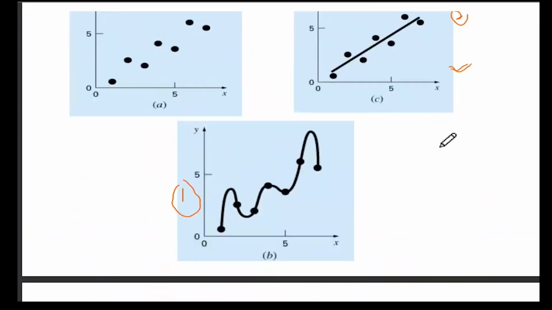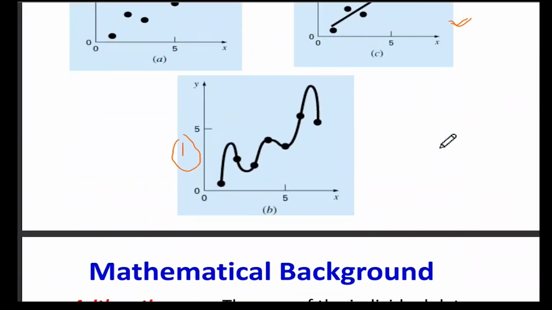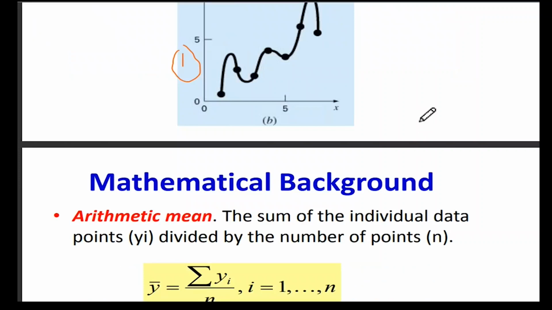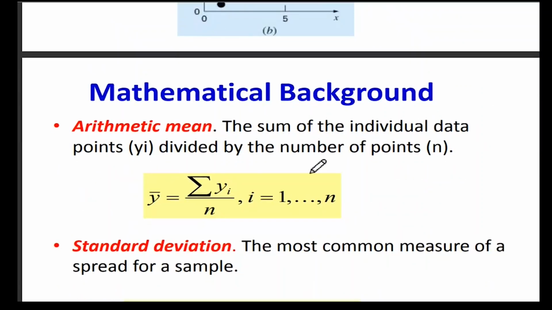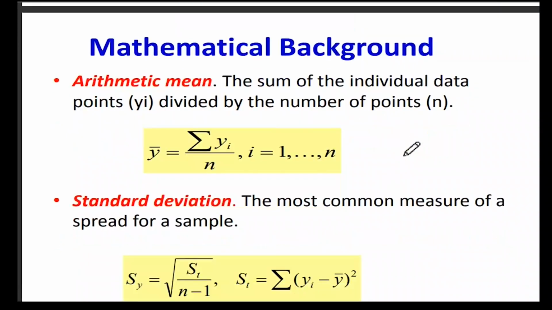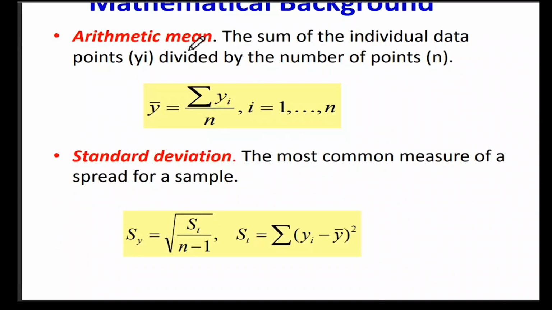Before we continue with the least square regression, let us flash back some mathematical terms that will be used in this topic. The first one is the arithmetic mean, represented by y bar, a symbol bar on top of the variable. What is the arithmetic mean? It is the sum of individual data points divided by the number of points.